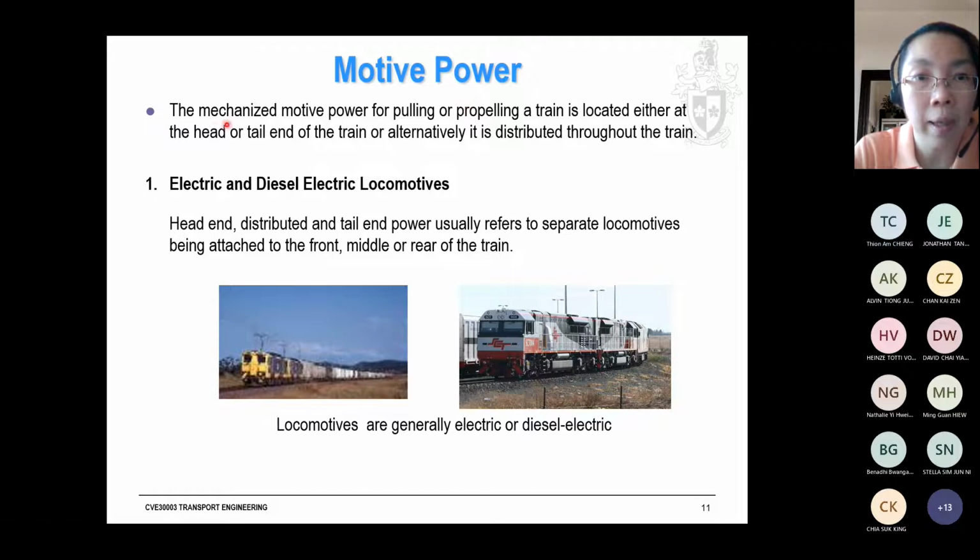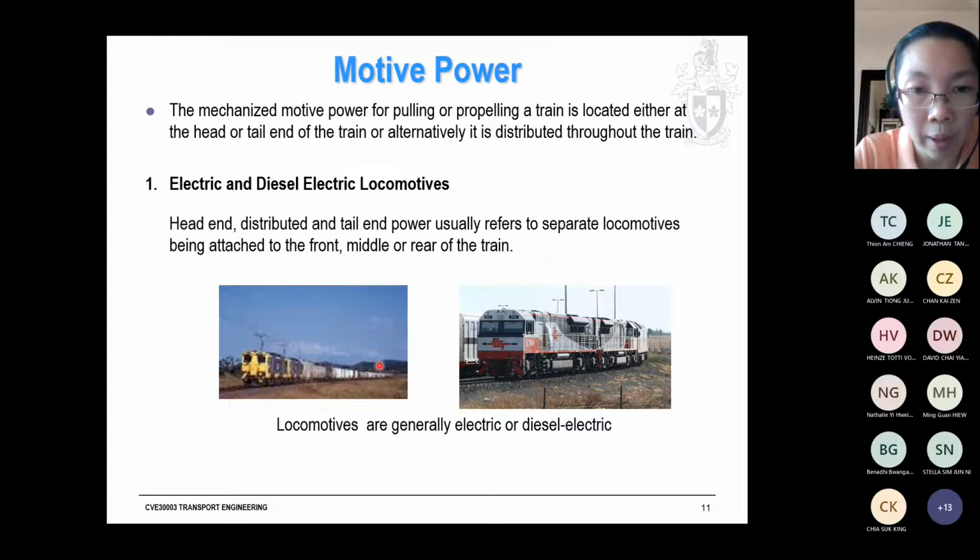Okay, now the mechanized or motive power for pulling or propelling a train is located either at the head or tail end of the train, or alternatively, it is distributed throughout the train. Okay, and we are talking about mechanized motive power. We are talking about locomotives. All right, so we have electric and diesel electric locomotives. It is usually attached at either the head end or at the tail end. Usually this refers to separate locomotives being attached to the front, middle, or rear of the train.